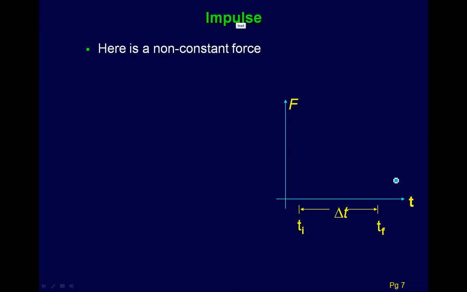So the impulse is best described by looking at a graph of the force versus time. And so here I have the force versus time graph for a non-constant force. This would be an example of a collision force. And so you see that the force starts out at 0, goes to some max value, and comes back down to 0. It's constantly changing. It's not staying the same.